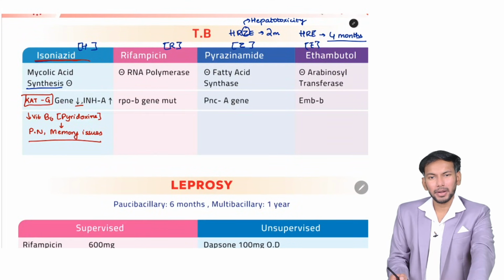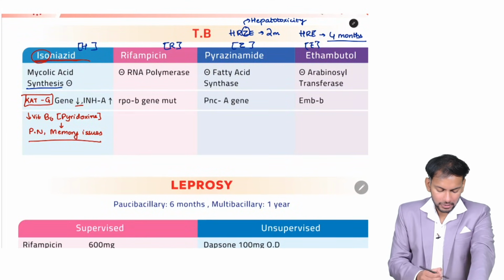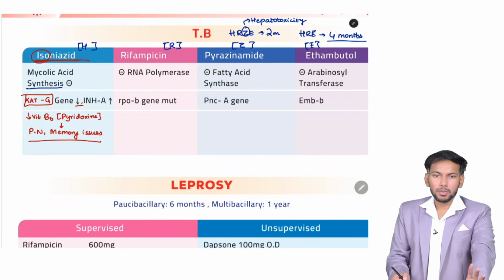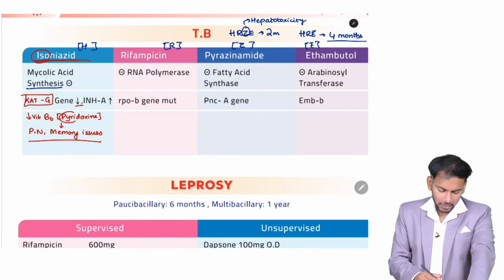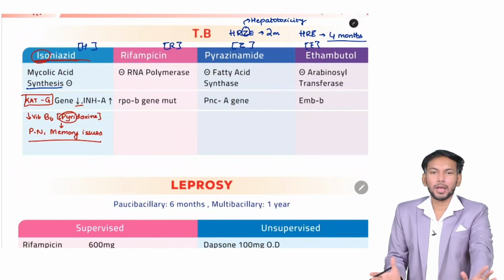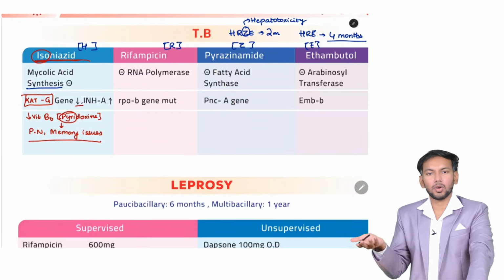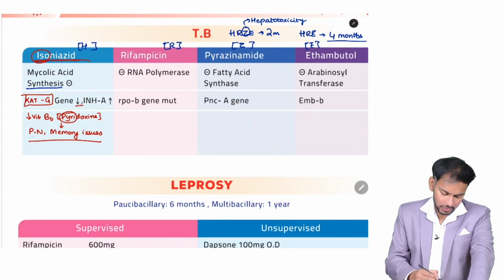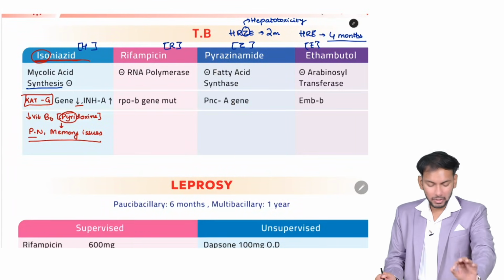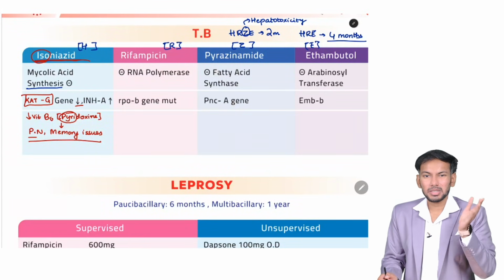How can you remember pyridoxine? See, iso means isolated person. For an isolated person, what you don't have? See, pyri means pyar. Isolated person को प्यार नहीं मिलता है. This is how you can easily remember isoniazid. The pyridoxine is getting reduced. Because of this, he is having peripheral neuropathy, memory issues, and sometimes seizures as well.